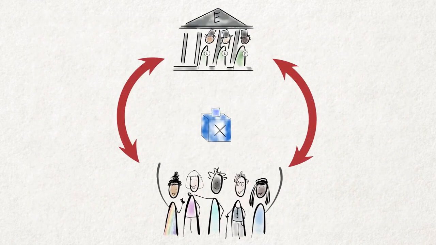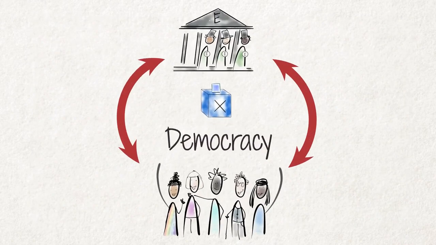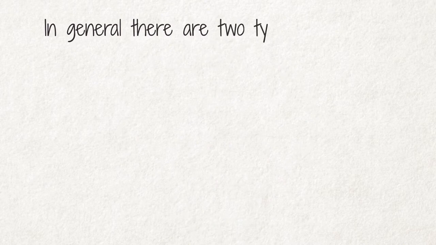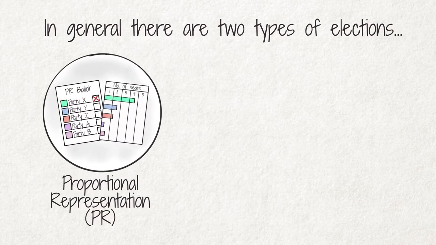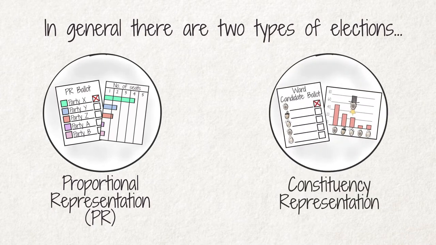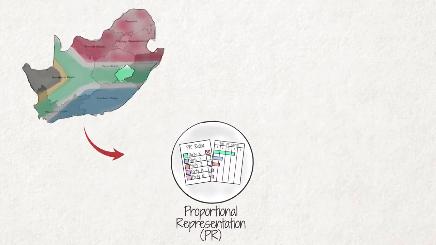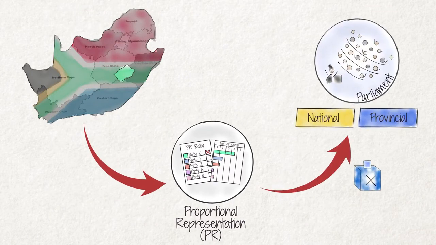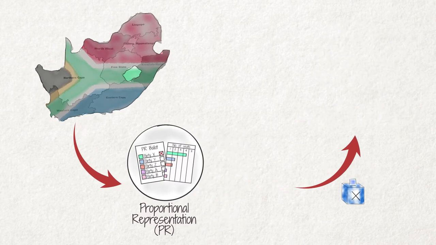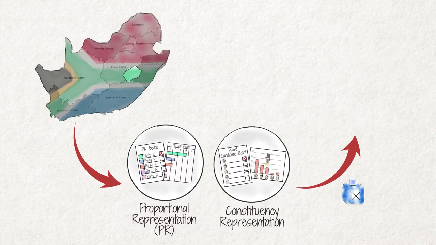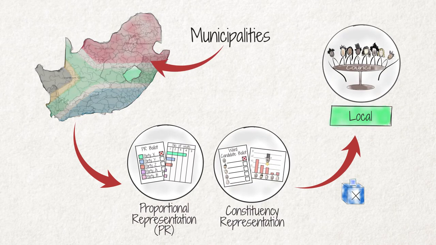Elections are a central feature of democracy. In general, there are two types of elections: proportional representation, or PR, and constituency representation. Both systems have advantages and disadvantages. In South Africa, we use the PR system for national and provincial elections. But we combine PR and constituency representation for municipal or local elections.